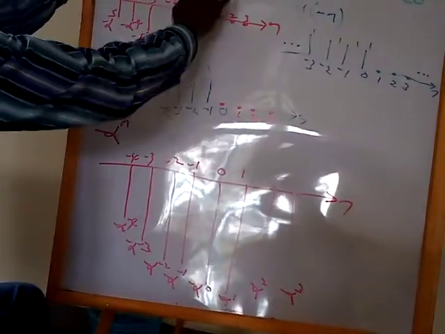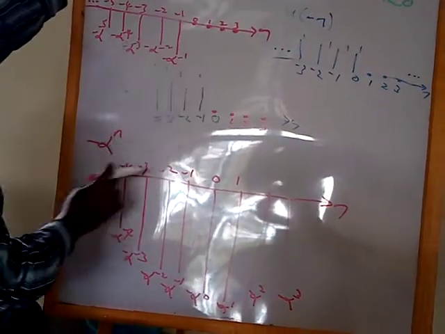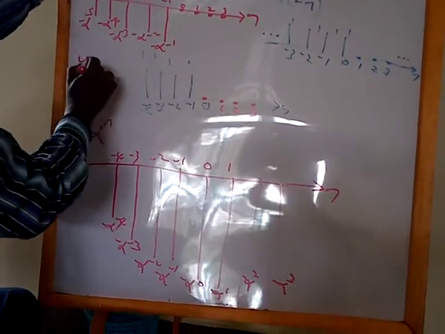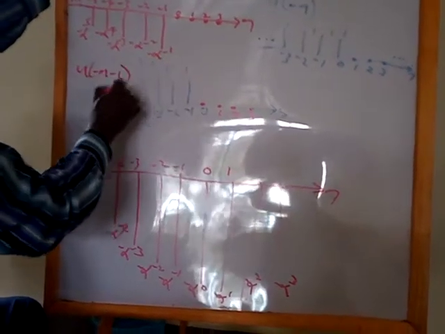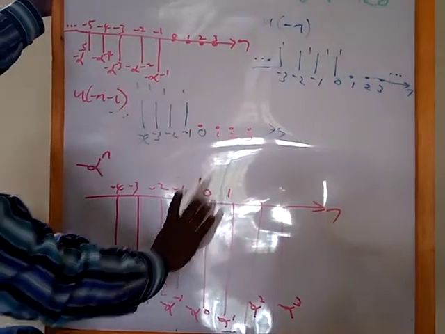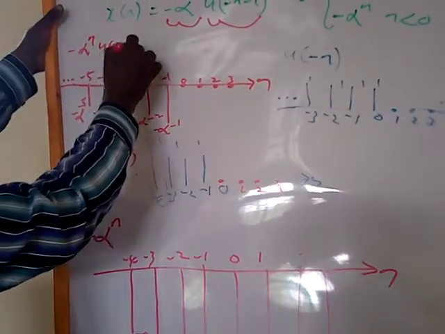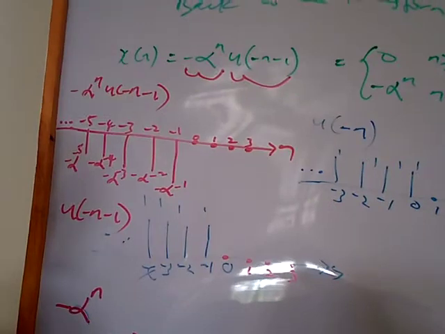Let me come again. We broke this expression down into 2. It is like this times this. This is what is drawn here. This is u of minus n minus 1, and this is minus alpha n. When you multiply these 2, you are going to get minus alpha n u of minus n minus 1. This is the graphical interpretation of that.